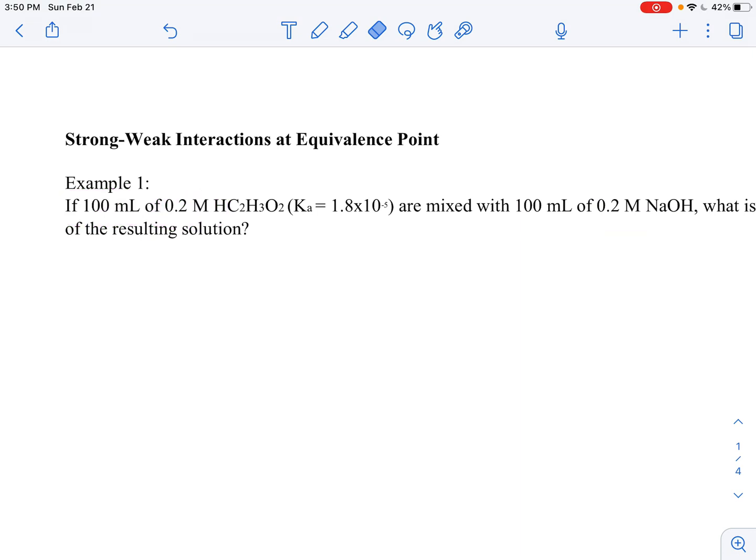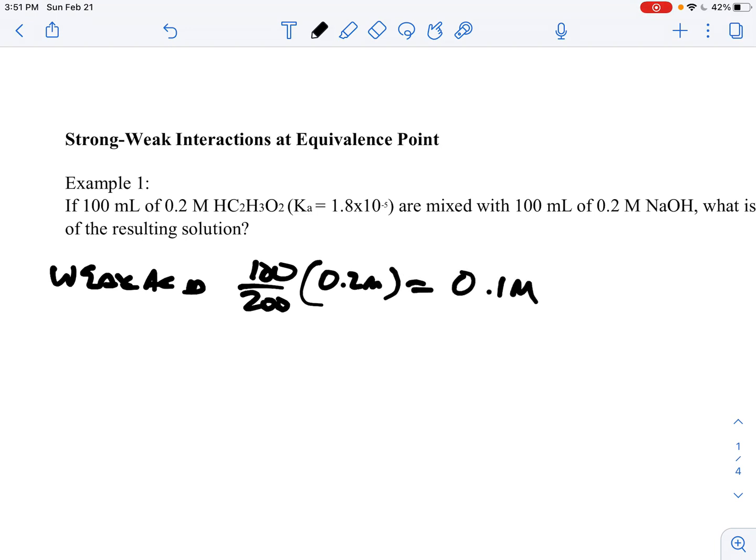But before we get into any of this, let's take a moment and do what's going to happen. Again, when you mix two solutions together, we are going to dilute them. So my acid here is going to be, again, a weak acid. And so it's going to be 100/200ths of 0.2 molarity, or obviously it's going to be 0.1 molarity of my weak acid. My strong base is going to be 100/200ths, just like we have done now a whole bunch of times.